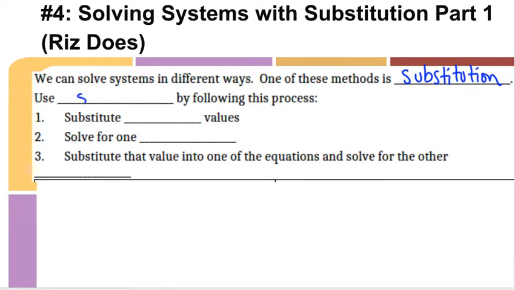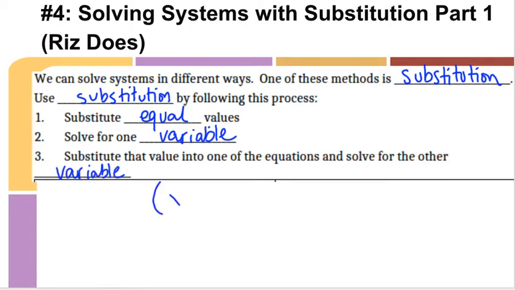Use substitution by following this process. Substitute equal values. Okay, that's step one. Step two, solve for one variable. And finally, step three, substitute that value into one of the equations and solve for the other variable. Remember, we're looking for an answer that looks like x comma y, a coordinate point. This is what we've been talking about for a couple weeks now, just a different way of doing it.